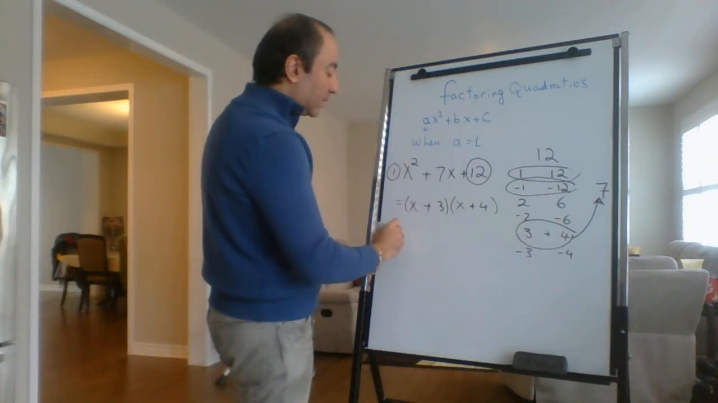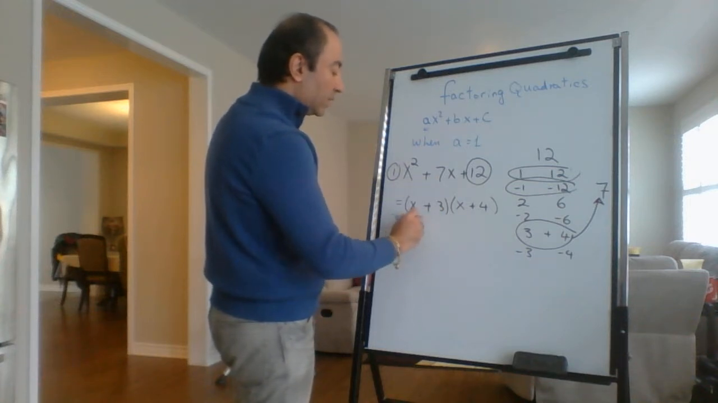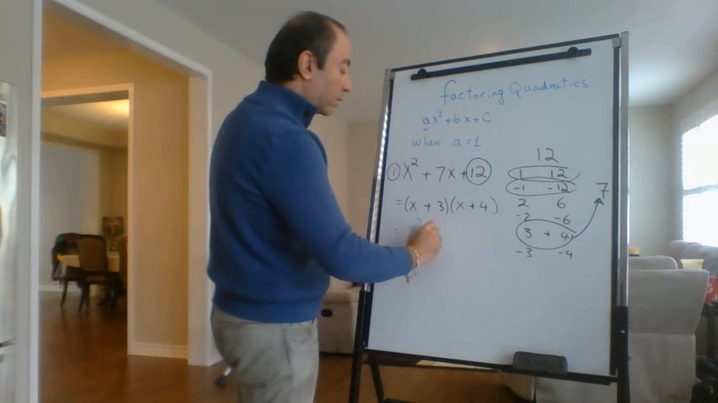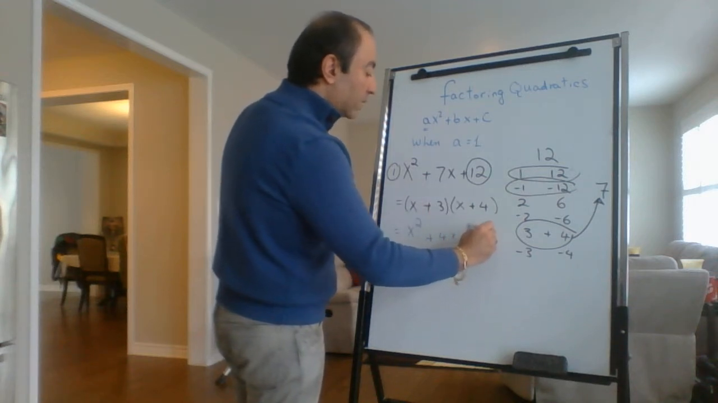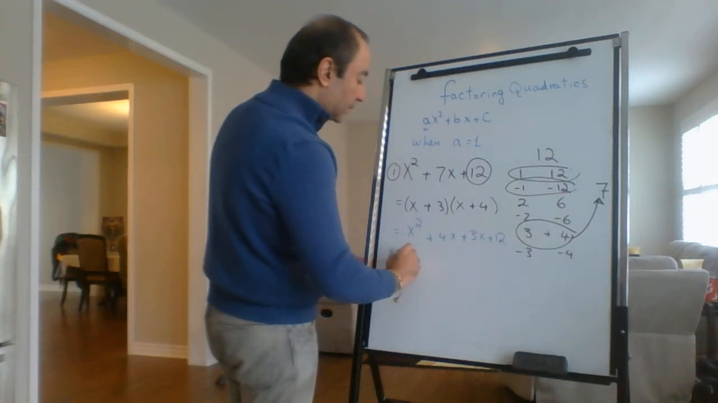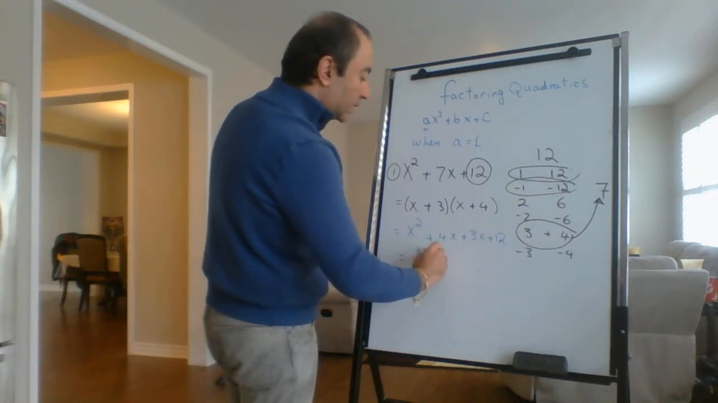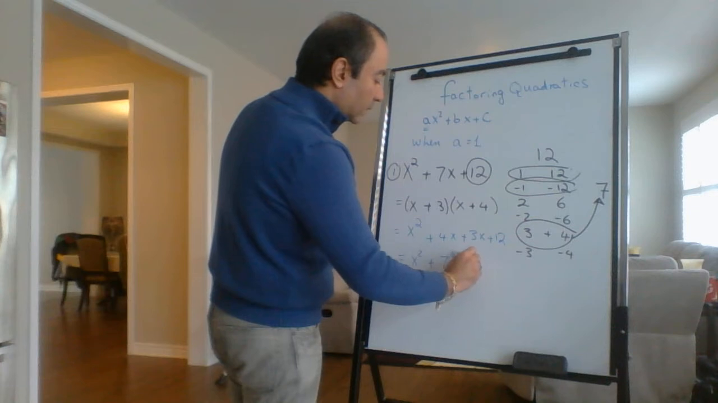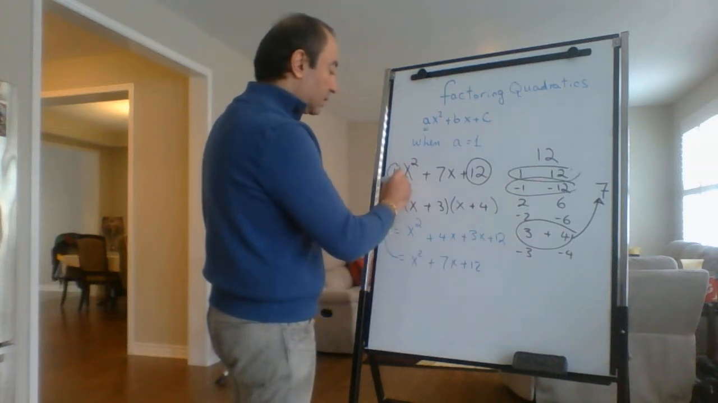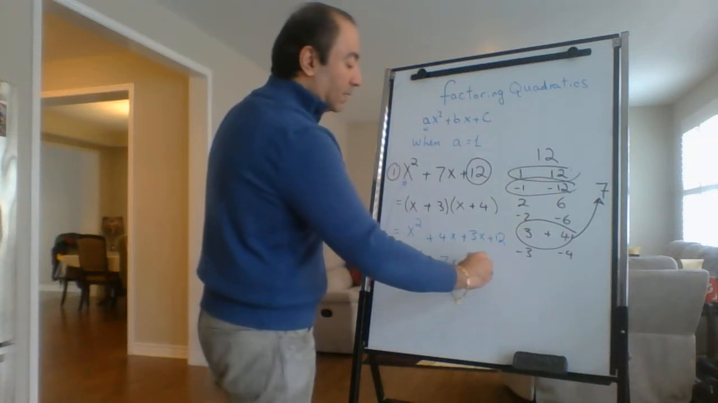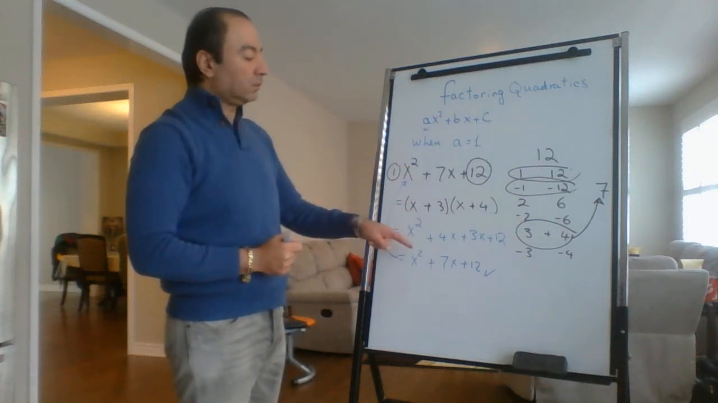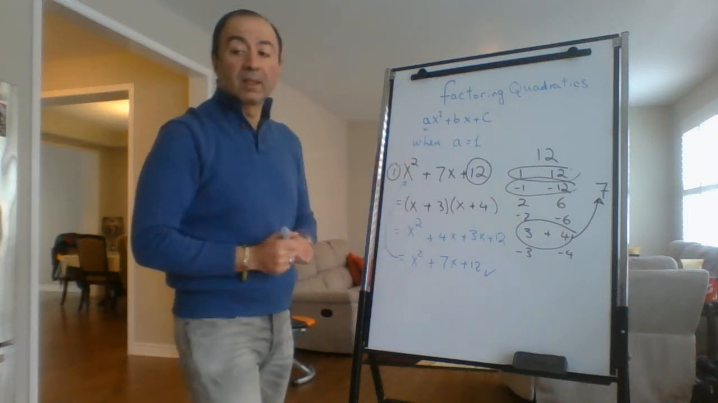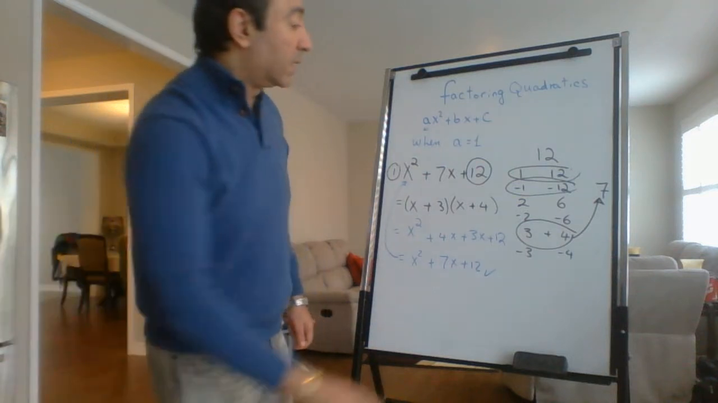When we multiply this, x times x is x squared, 4x, 3x, plus 12. Combine like terms: x squared plus 7x plus 12. So as you see, this is the factored form of this quadratic. So let's have example 2.